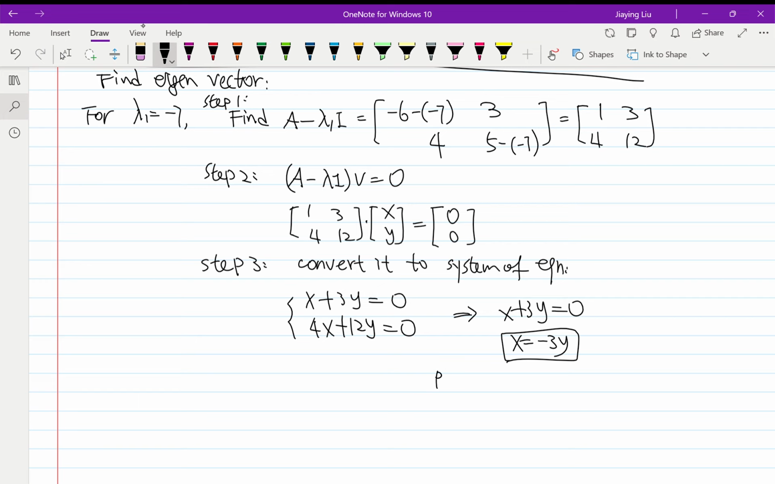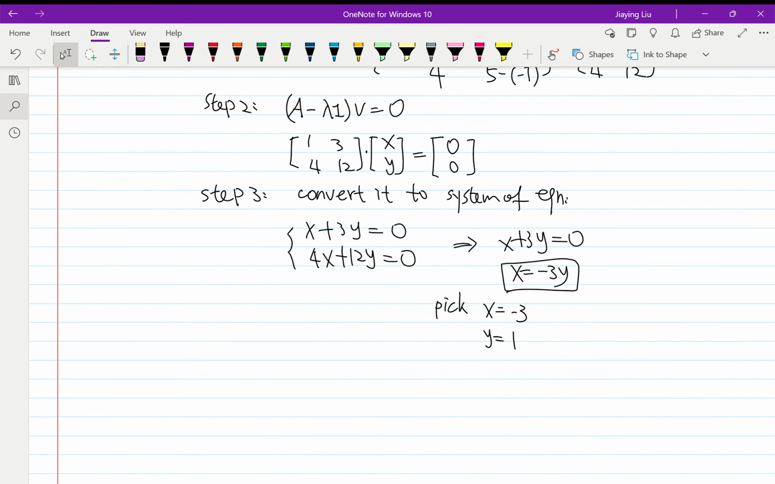So from here, we're just going to pick a value randomly. Usually you try to avoid fractions if possible. So in this case, we pick y to be an integer. So y equals 1 perhaps, and x equals negative 3. That means the vector I'm looking for, the eigenvector, I'm going to call it v1, is just going to be negative 3, 1. This is my first eigenvector, corresponding to the eigenvalue lambda 1 equals negative 7.